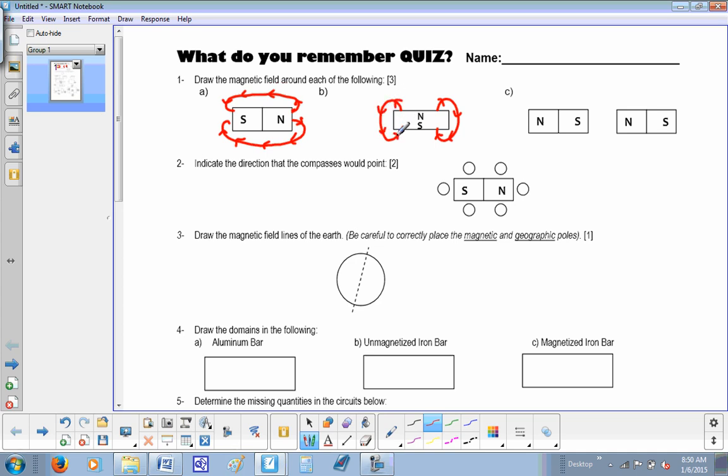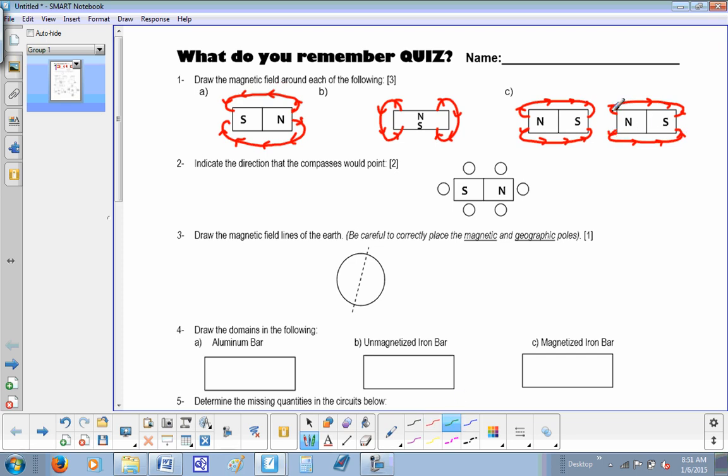Now the third situation here, we've got two magnets that are interacting. What you do here is first draw the magnetic field around each magnet. So do that here, north to south, and then north to south. This is the internal magnetic field. So north to south again on this side, like so. And these two magnets are going to be interacting.